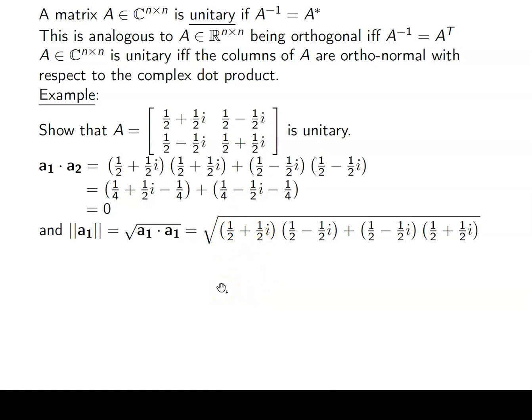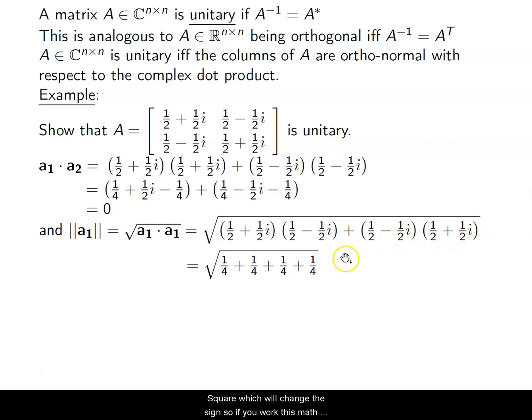And that will be the same thing for each term, right? So for the next one, it would be 1/2 squared plus a negative 1/2 squared. So you would have had a 1/4 plus 1/4 plus 1/4 plus 1/4. And when you multiply this out, you end up getting 1/4 plus 1/4 plus 1/4 plus 1/4 anyways, right? So this is your difference of squares. This is also a difference of squares, identical terms, different signs, and then you'll get an i squared, which will change the sign. So if you work this math out, you'll get this.